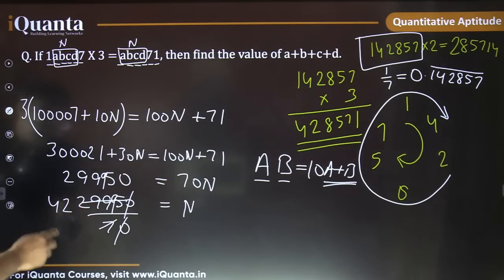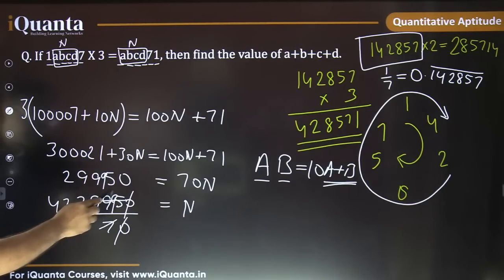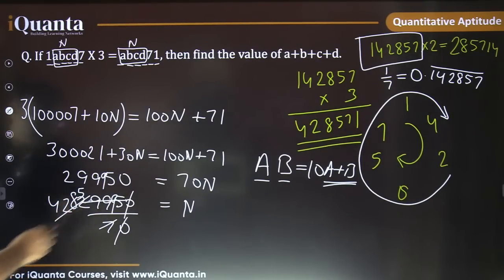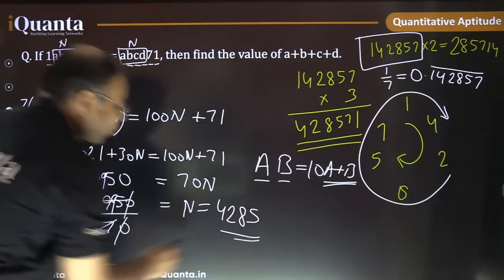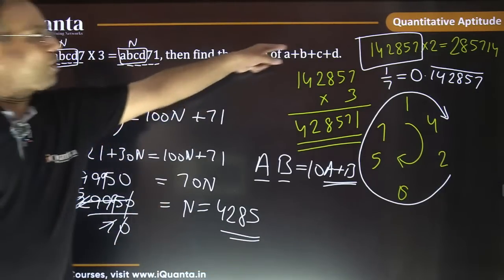So 7 4s are 28. 1 remaining. 7 2s are 14. 5 is remaining. 7 8s are 56. 3 is remaining. 7 5s are 35. Right. So 4285. So the value of n comes out to be 4285, and that's what we wanted to find.